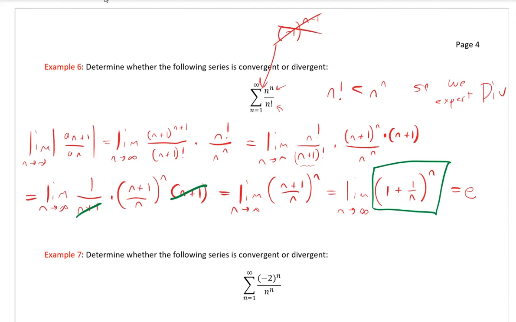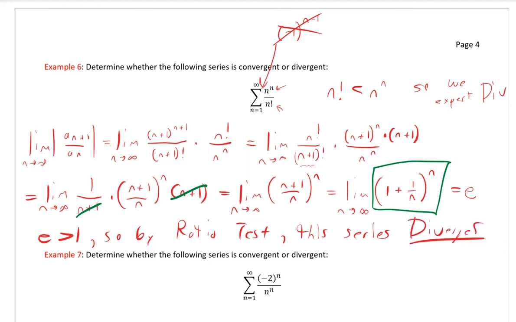Now again, like last time, just because it's going to e, it's going to one number, does not mean the overall series is convergent. Actually, e is greater than 1. So by the ratio test, this series diverges, which is what we expected. So that's how you would deal with n to the n over n factorial.